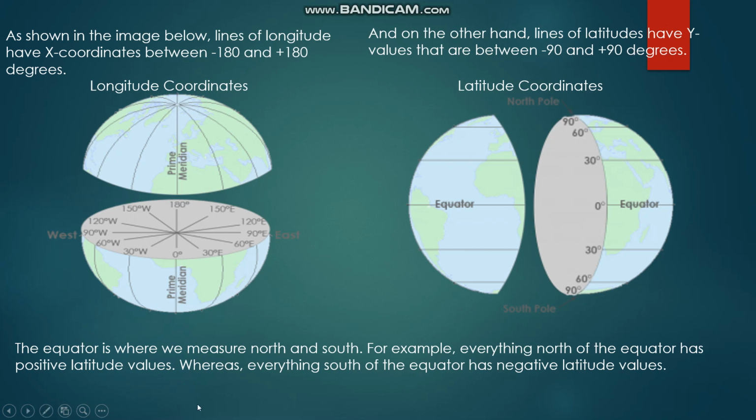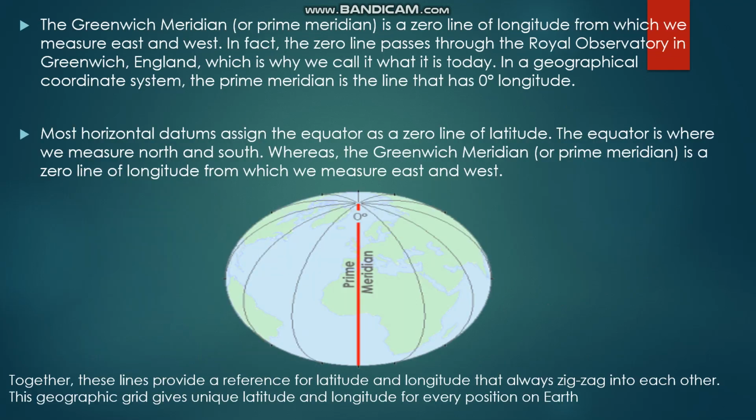The equator is where we measure north and south. For example, everything north of the equator has positive latitude values. You can see here is north, and everything south of the equator has negative latitude values.